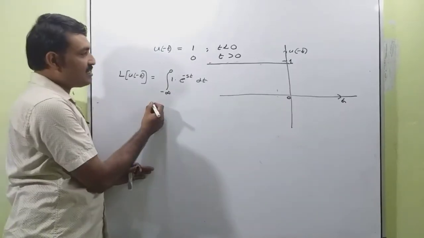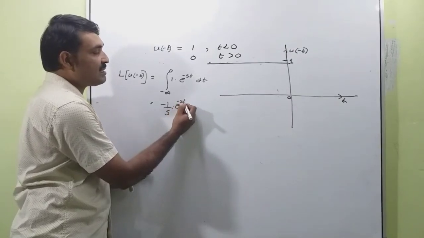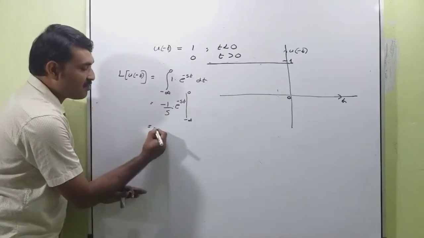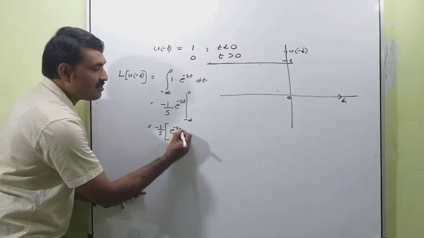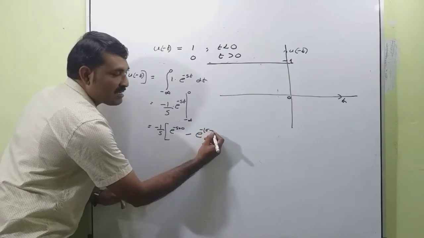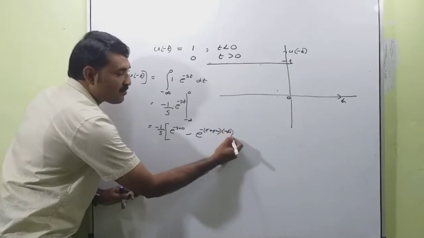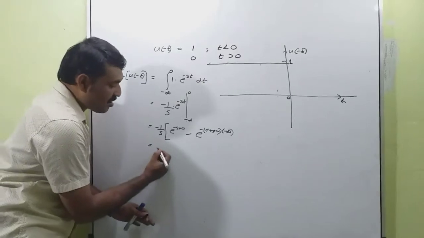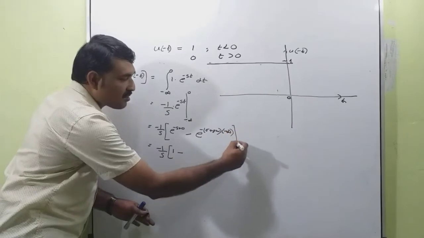So, I am integrating this. This becomes minus 1 by s into e raised to minus st, with the limits of integration from minus infinity to 0. So this is equal to minus 1 by s taken outside, e raised to minus s into 0, minus e raised to minus s, where s is replaced by sigma plus j omega, into minus infinity. Okay, e raised to minus s into 0 is equal to 1. So this becomes minus 1 by s into 1 minus this term.